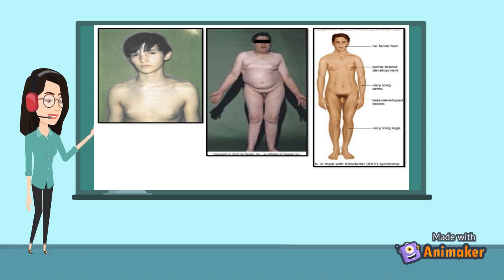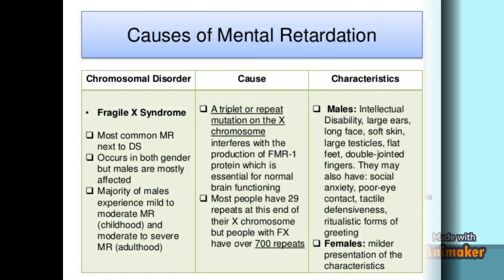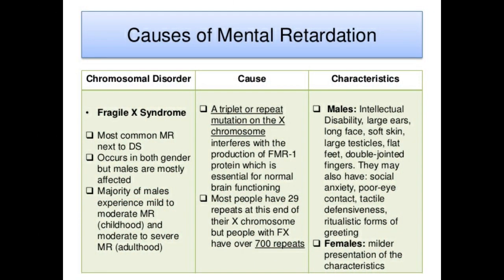Next is Fragile X syndrome, a triplet or repeat mutation on the X chromosome that interferes with the production of FMR1 protein, which is essential for normal brain functioning.